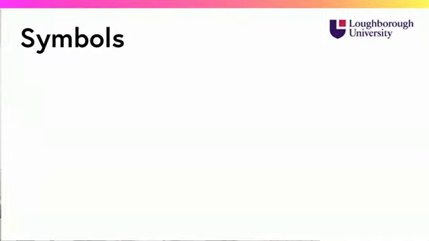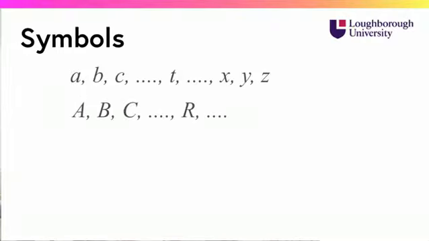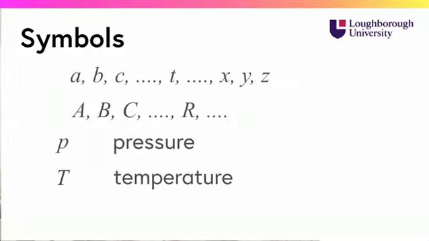We use symbols to represent these variables. Often the symbol is chosen from letters of the English alphabet. So, for example, we might use lowercase p to stand for pressure, uppercase T to stand for temperature, and lowercase t to stand for time.